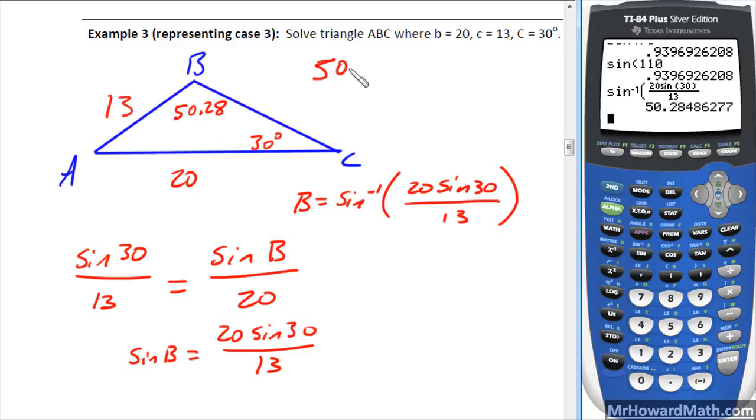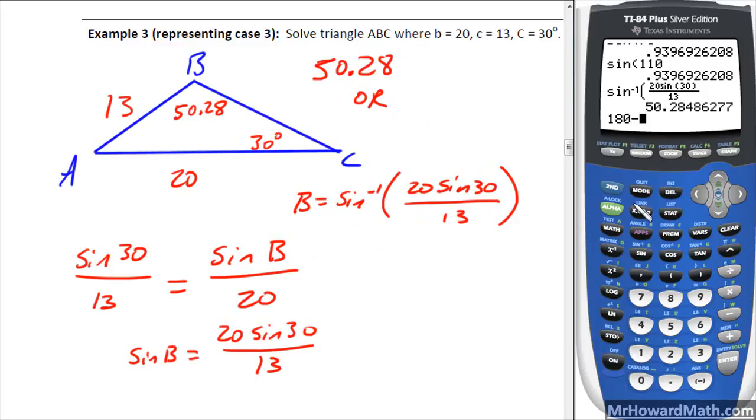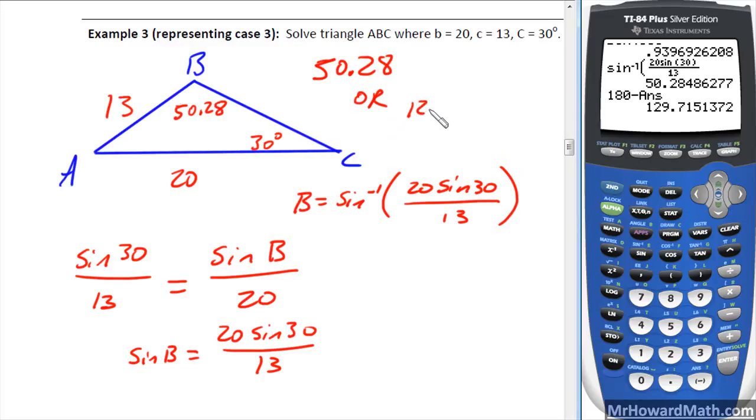But we have this problem. If you have the ambiguous case and your angle that you get from your work is between 0 and 90 degrees, it's an acute angle, then that means you have 2 possible solutions. It's either 50.28 or it's 180 minus that. So 180 minus 50.28, the second answer here, is 129.71. We'll round to 129.72. So I have to solve this triangle twice. Once with angle B being 50.28 and once with angle B being 129.72.